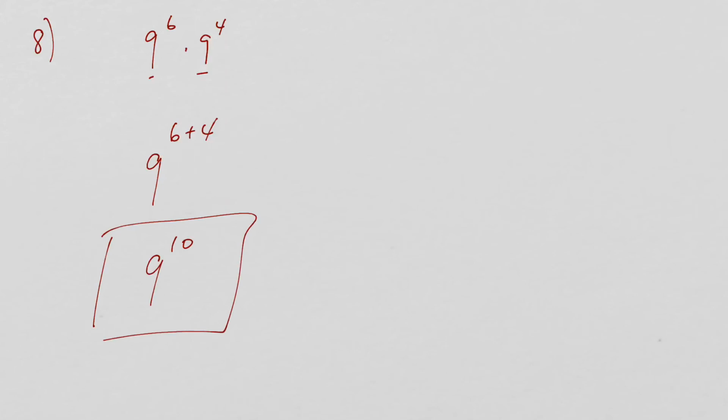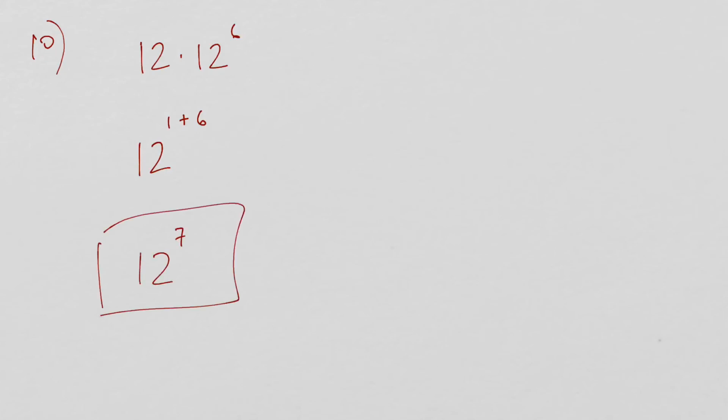Okay, and again, the bases are the same, so the base remains the same, and we simply add the exponents. So this is 9 to the 10th power, and we can leave it like that. Okay, the bases are the same, so we keep the base and we add the exponents. This is a 1 here, even though it's not written. So this becomes 8 to the 10th power.